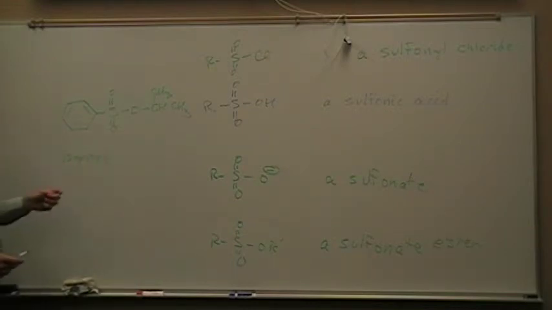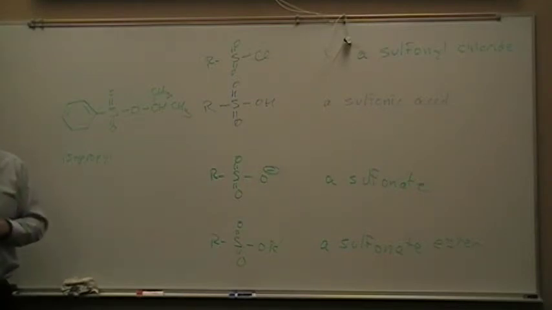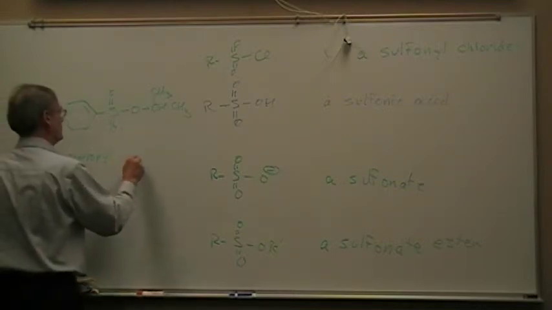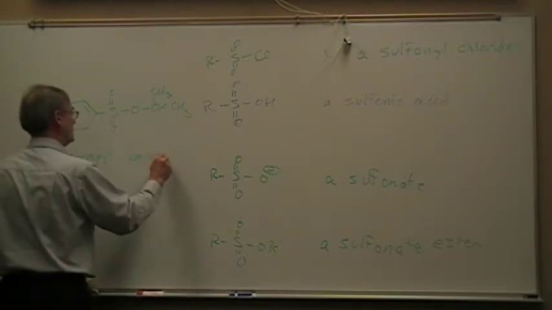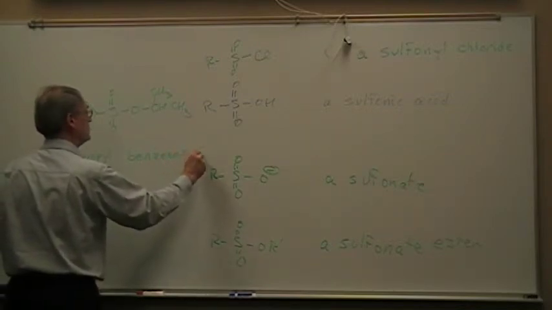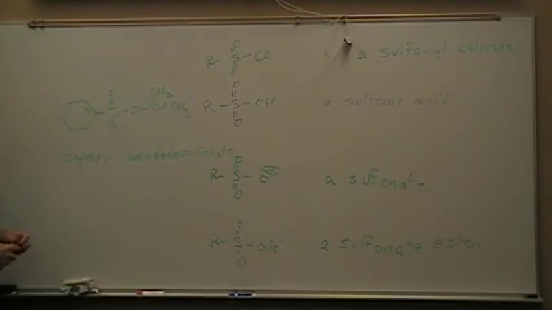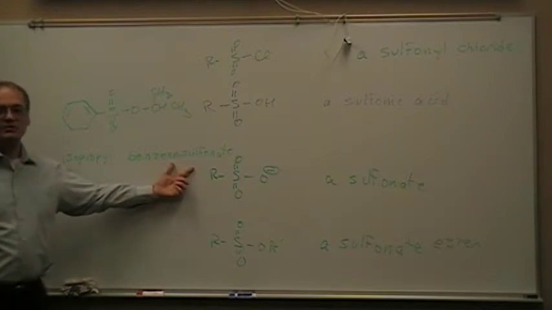first. And then we name the group that's attached to the sulfur, but we don't use the YL ending. We use the name of the whole thing itself as if it were a separate molecule. So what is the name of just a plain benzene ring with nothing else attached to it? It's called benzene. So we just say the word benzene. And then all together, no space, sulfonate. So this particular compound, specific name, isopropyl benzene sulfonate.